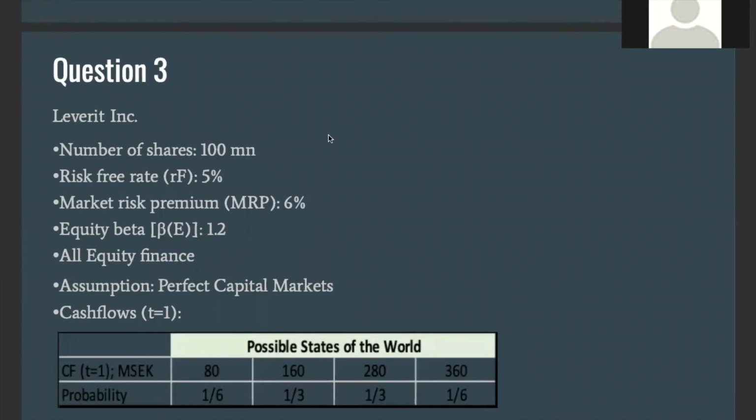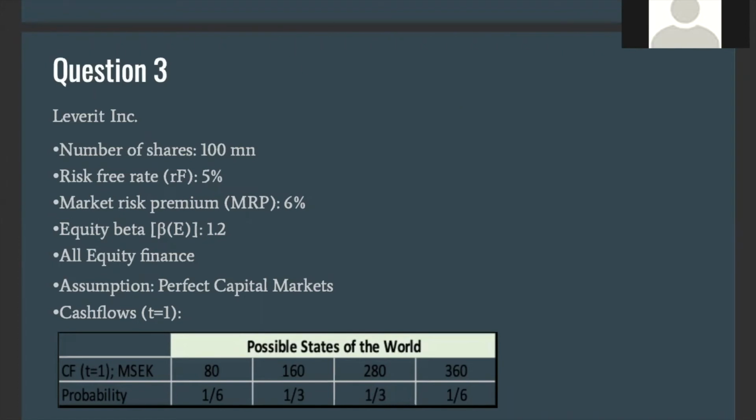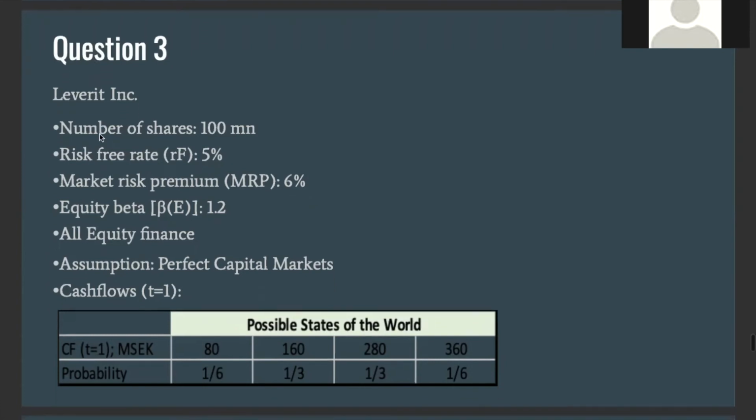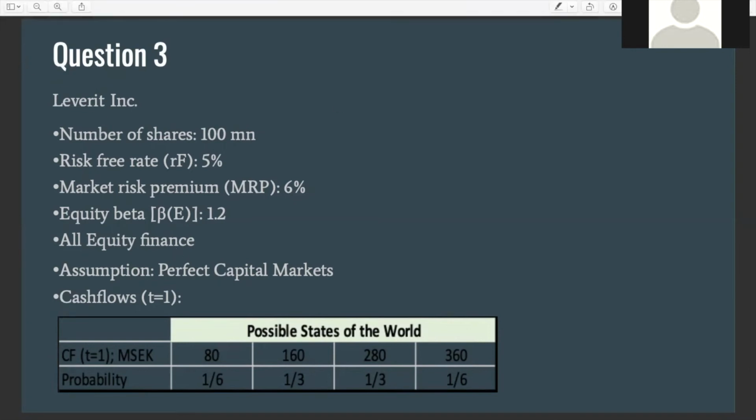Hello everyone and welcome back. Can everyone hear me? Okay, fantastic. So I am Lamin and I'll take you through the third question from the practice exam that Fredrika talked about. In this slide, we have a summary of the information that we were given in the exam paper. But before we start, feel free to raise your hand if you have any questions or any clarification you would want to make.